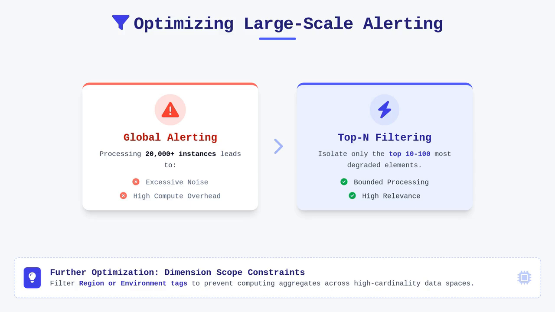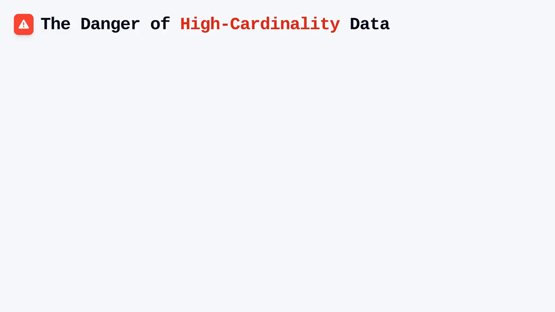You can further optimize this by implementing strict metric dimension scope constraints within your base signals. By explicitly filtering your signal flow to include only the necessary dimensions, such as region or environment tags, you prevent the platform from attempting to compute aggregates across an unnecessarily wide, high-cardinality data space. High-cardinality data pools are the silent enemy of reliable alerting in complex systems.